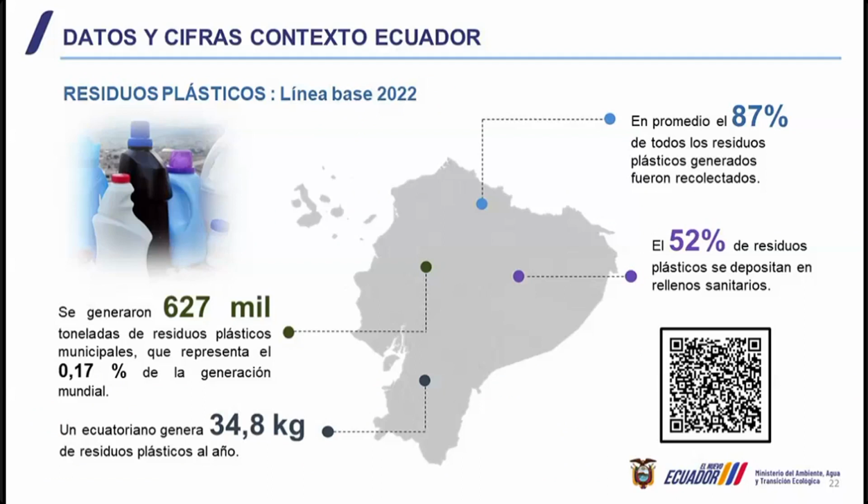Nos indica también que un ecuatoriano genera alrededor de 34.8 kilogramos de residuos plásticos, es decir, la producción per cápita anual. Y en promedio, el 87% de los residuos plásticos generados fueron recolectados. Y tenemos el dato de que lastimosamente el 52% aún de estos residuos plásticos se depositan en rellenos sanitarios.